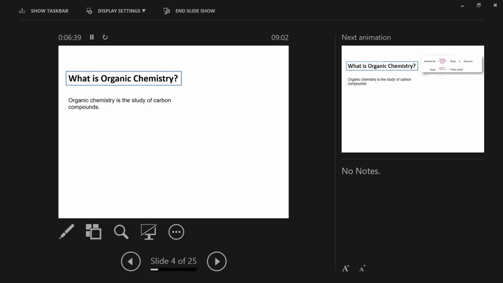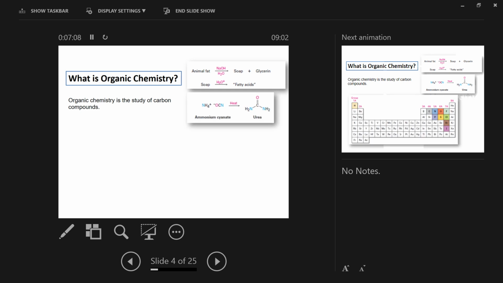What is organic chemistry? Okay, organic chemistry basically is the study of carbon compounds, compounds where the major atom, the main atom, is carbon. For example, if we take animal fat and do a hydrolysis with sodium hydroxide and water, what we get is soap plus glycerin. If we take the soap and do another hydrolysis, what we get is fatty acids. Okay. If we take ammonium cyanide and heat it, what we get is urea.